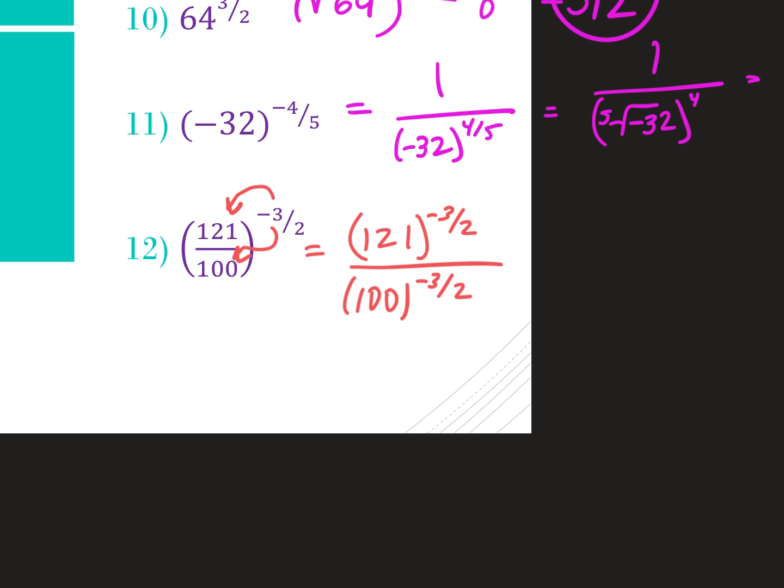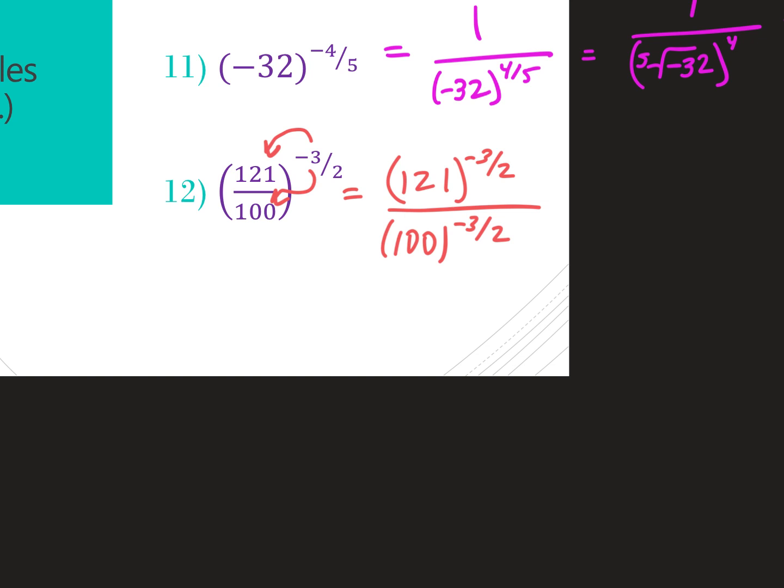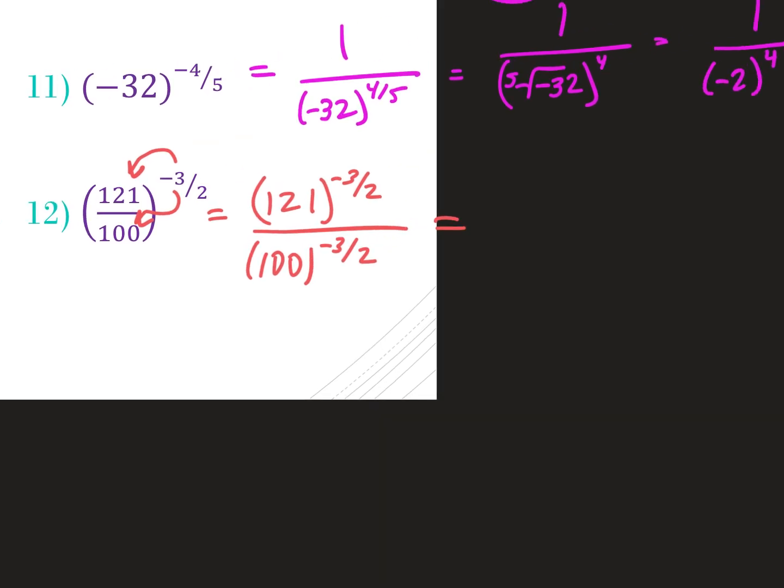You can flip them. If I take 121 in the numerator to the negative 3 over 2 and put it in the denominator, that becomes positive, right? Same thing, if I take the 100 to the negative 3 over 2 to the numerator, you just flip it. If you saw that from the beginning, you could do that. That would be fine. But this is the same thing as saying 100 to the 3 over 2 over 121 to the 3 over 2. And now we can simplify.